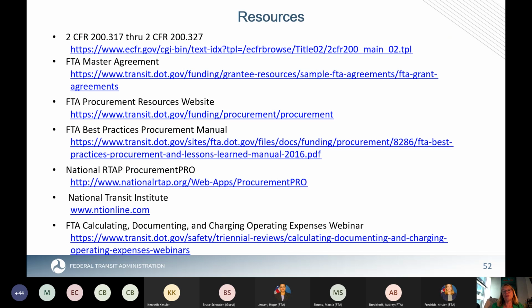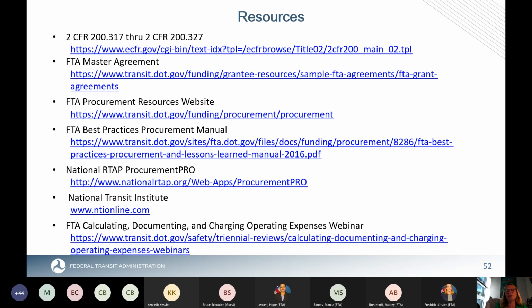FTA has a lot of resources, many of them internal. The first is to make sure that you are grounded in the regulations for procurements with federally assisted or federal funds. That is 2 CFR 200.317 through 327. So please make sure you're aware of that. There's a link here to FTA's current master agreement. Like I said, the master agreements change every year. They're updated every year.